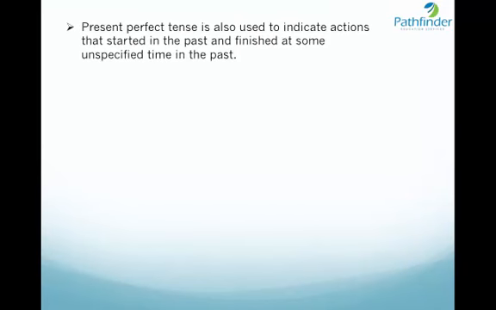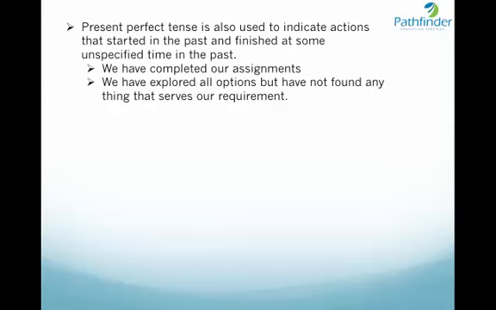Next, we also use present perfect tense to indicate some actions that started in the past and finished at some unspecified time in the past. So if the time of completion of an activity is not known, we can still use present perfect tense if the action as of today is complete. For example, we have completed our assignments. Another example, we have explored all options but have not found anything that serves our requirement.